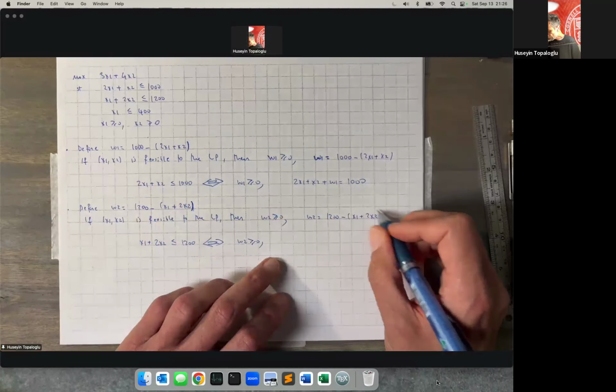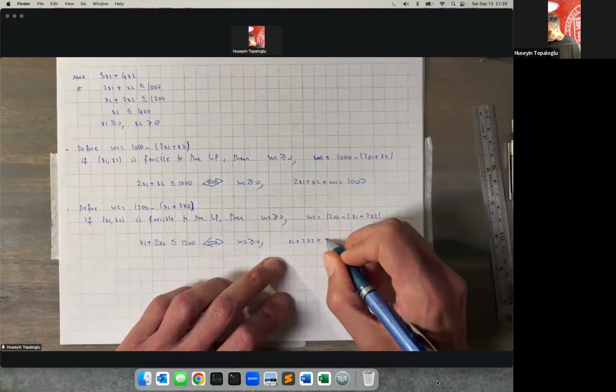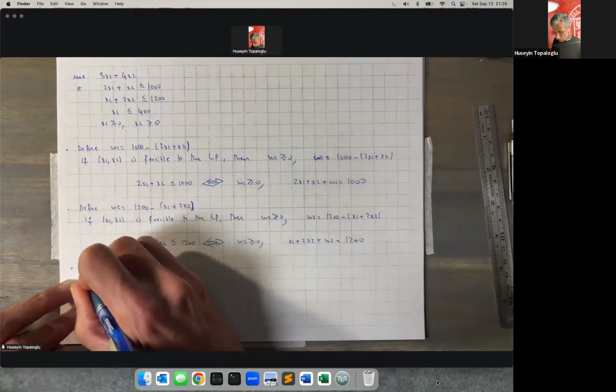And in this definition, let me do it again. Take these terms, throw it to the right-hand side, so that we write the definition of W2 in this way. Good. Do the same thing on the third constraint.